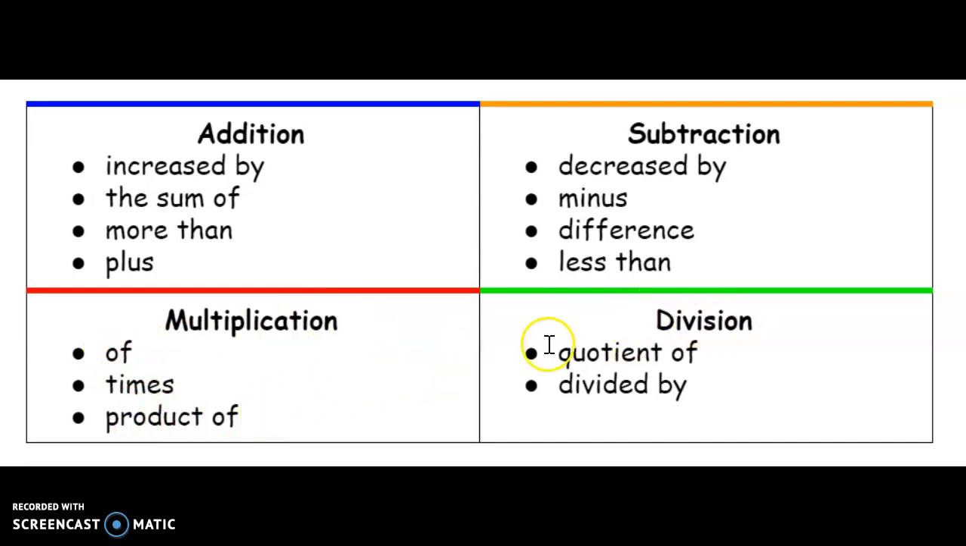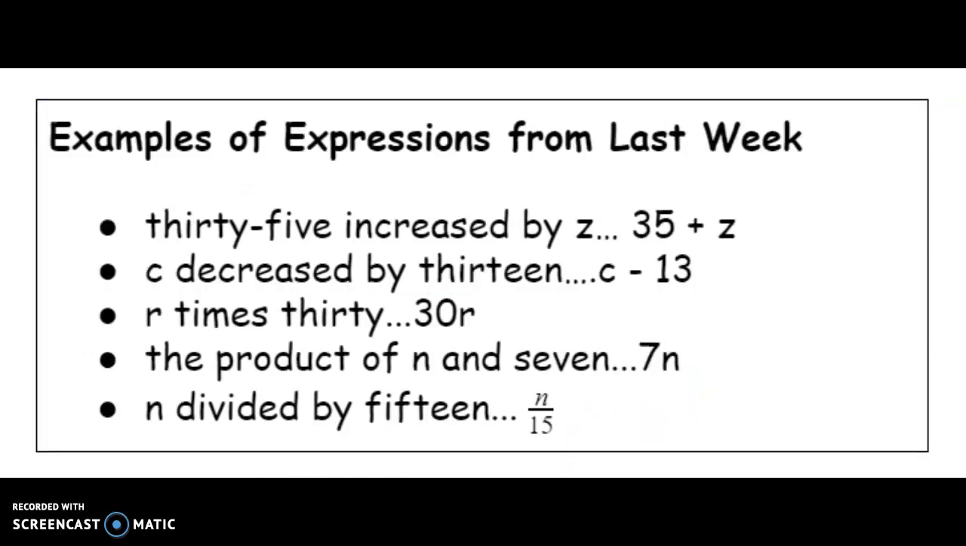For division, we learned that the words quotient of and divided by meant to put a fraction bar down and to divide. Here's a review of some examples of expressions from last week. 35 increased by z gave us 35 plus z because the words increased by showed us we should add. c decreased by 13 means c minus 13 because we learned that decreased by means to subtract.